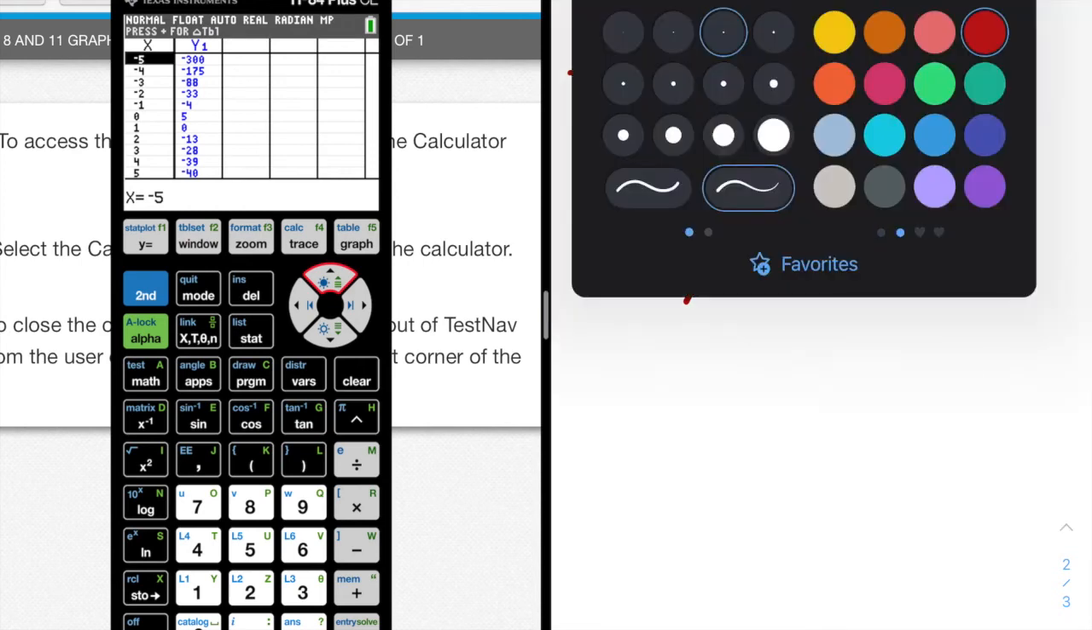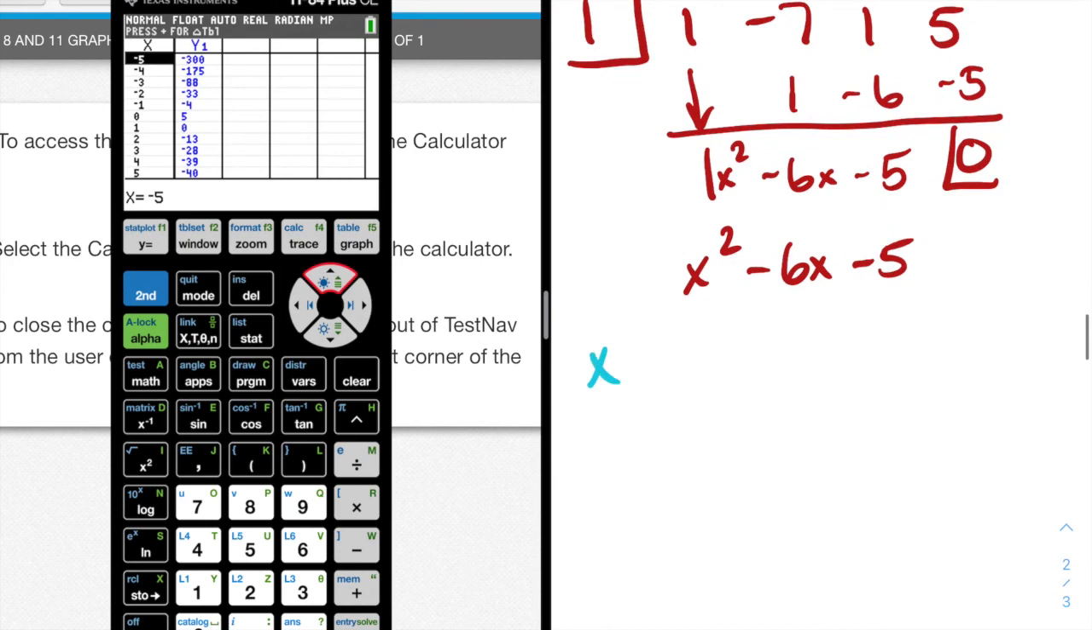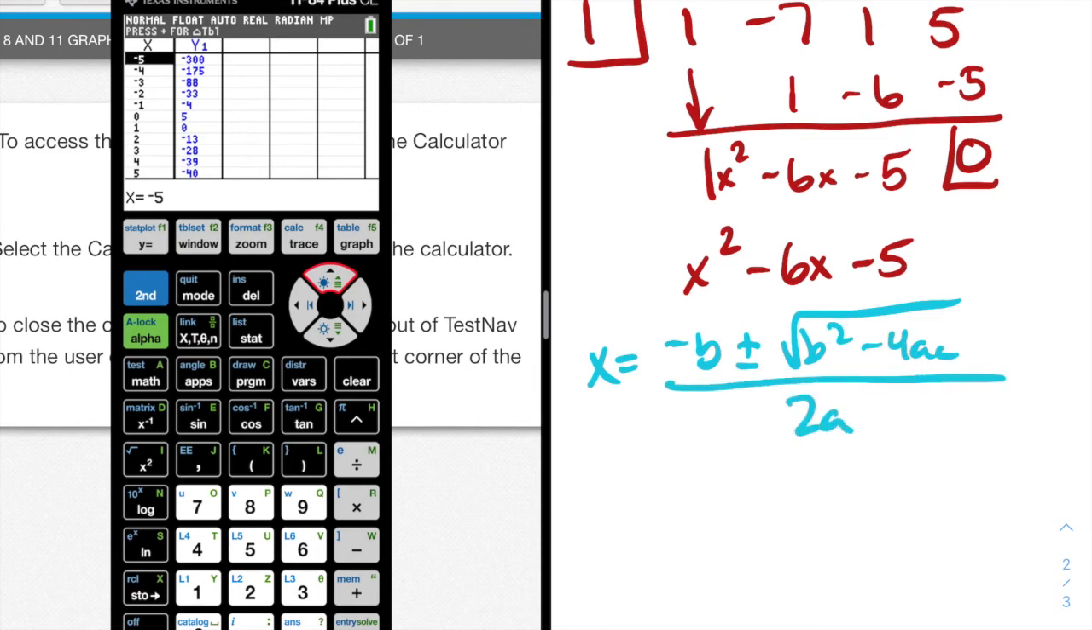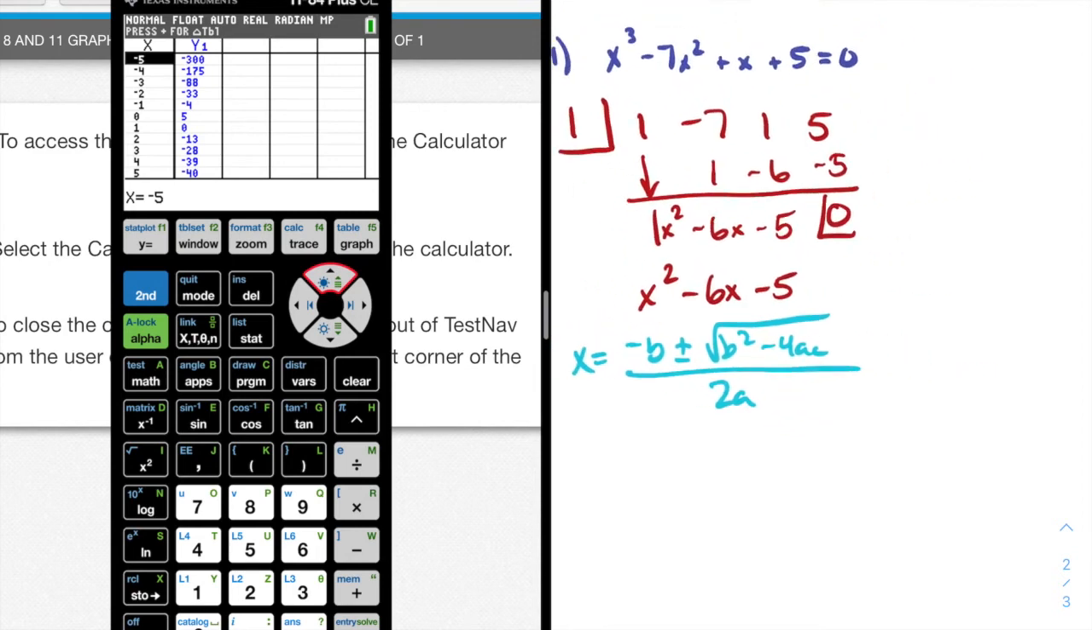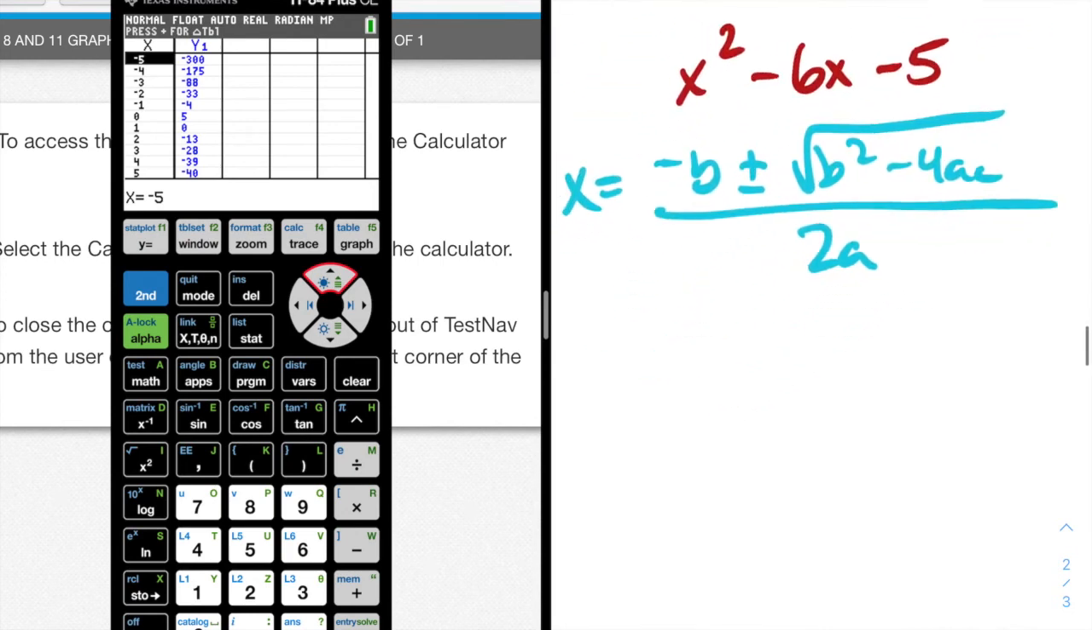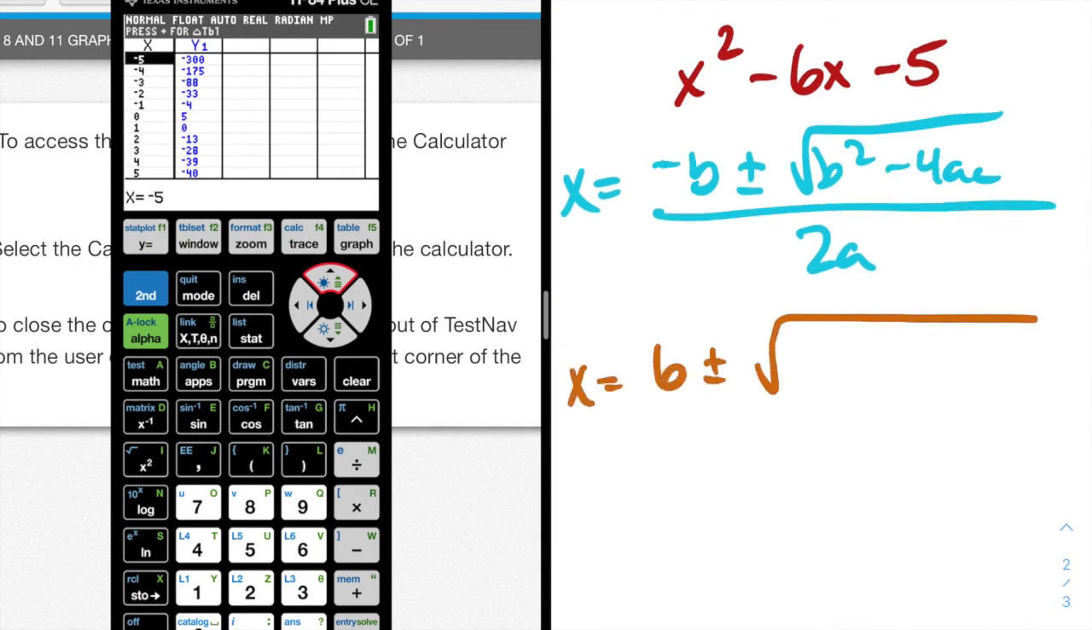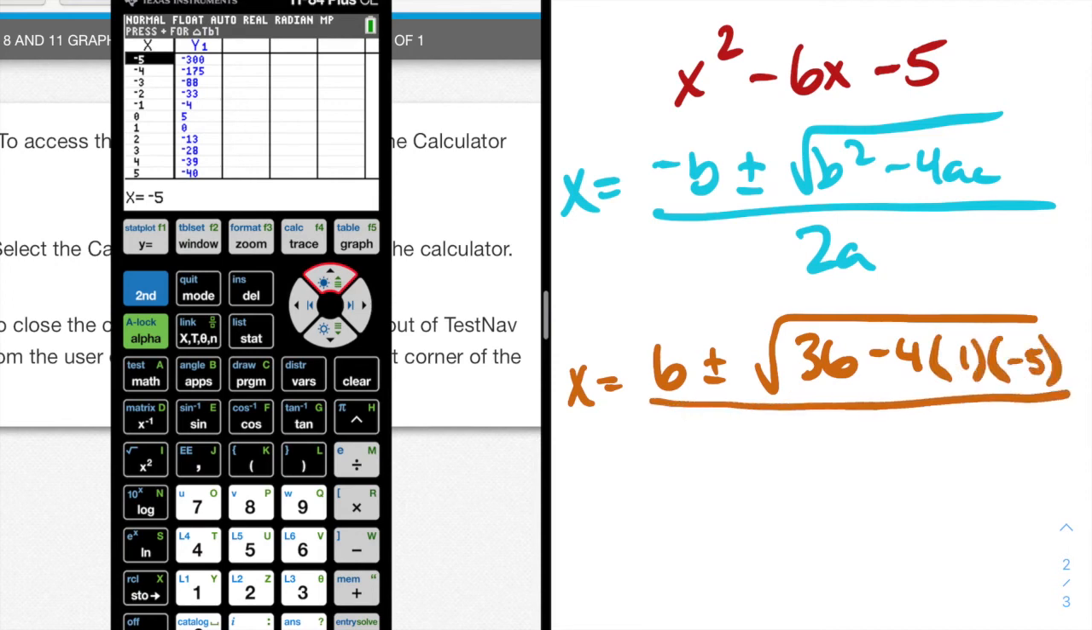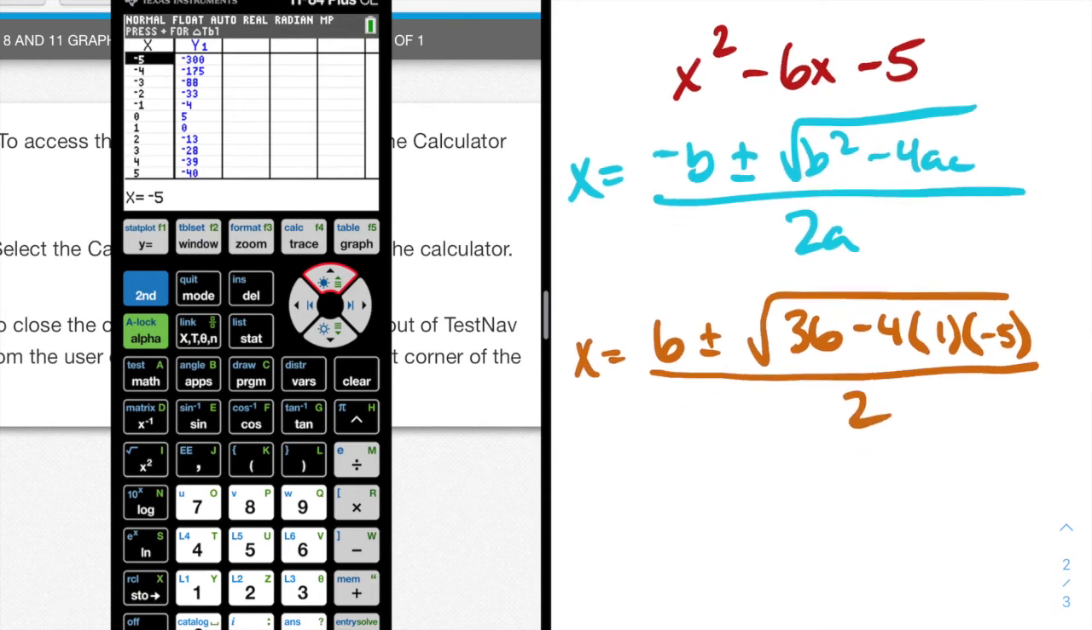So what I'm going to do here is just show you the quadratic formula. But we can use the quadratic formula to help us find those other two solutions. So I'm going to plug everything in here real quick. Let's change colors a little bit here. So I have x equals opposite of b plus or minus the square root of b squared. Negative 6 squared is 36, minus 4 times a, which is 1, times c, which is negative 5, all over 2 times a, and so 2 times 1 is 2.